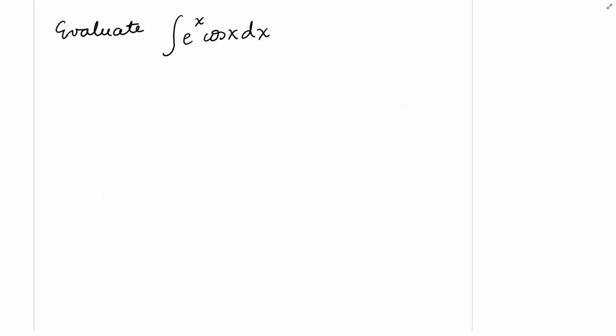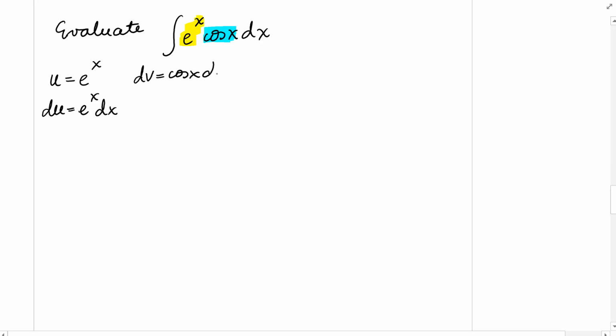Let's see what happens if we have an integral like this one. Well, we have the two functions, e to the x, and the other one is cosine of x. So let's choose u to be e to the x. So du is e to the x dx, and dv is cosine of x dx, and v is integral of that, so it's sine of x. So in our case, it's going to be uv, so it's e to the x sine of x, minus integral of v, sine of x, du, which is e to the x dx.